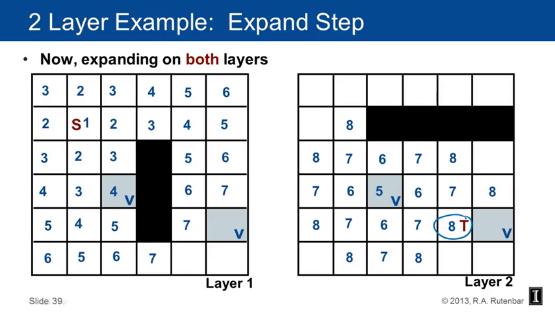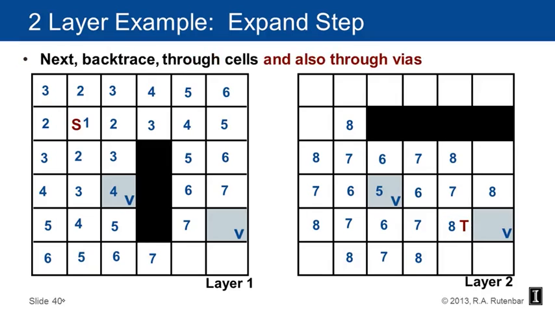Now I do just exactly what you would expect. I do backtrace. I walk the numbers in decreasing order, but now I have to pay attention to the fact that the neighbor with the number 1 unit smaller might not be on this layer. We're just going to see that happen, right? So the thing I'm going to do next is the backtrace. As it says, backtrace through cells and through vias.